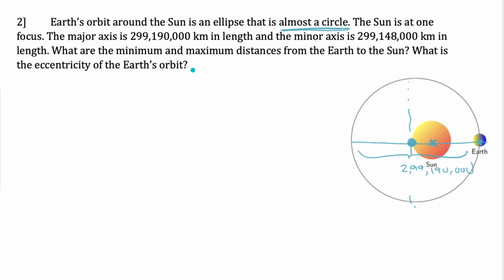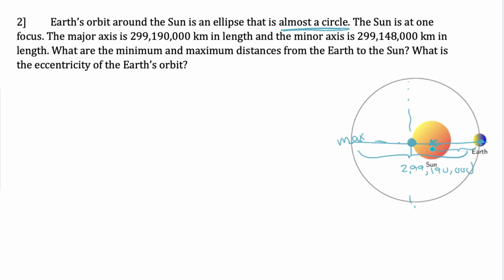I'm not going to write it all down. We want the minimum and maximum distance from the Earth to the Sun. Hopefully it makes sense that the minimum distance is when the Earth is closer to the focus where the Sun is, and then the maximum distance is going to be over here, when it's on the total other side of the Sun.